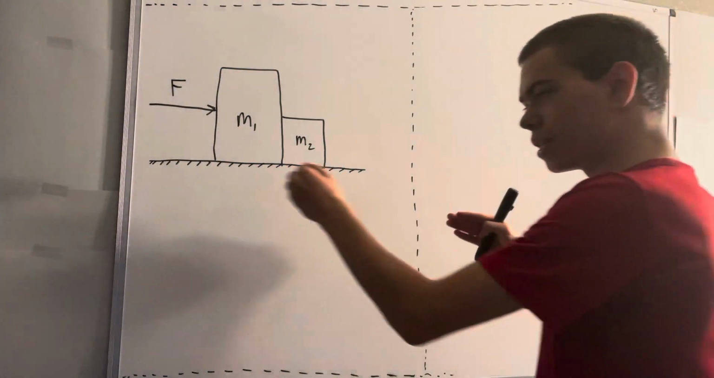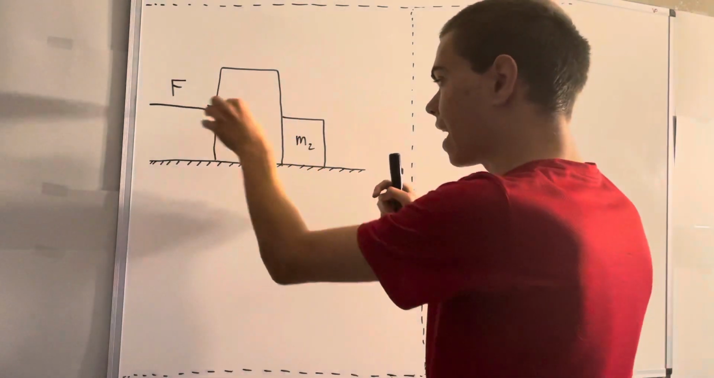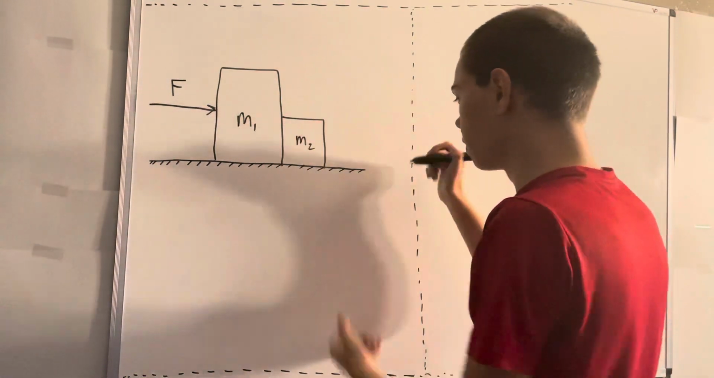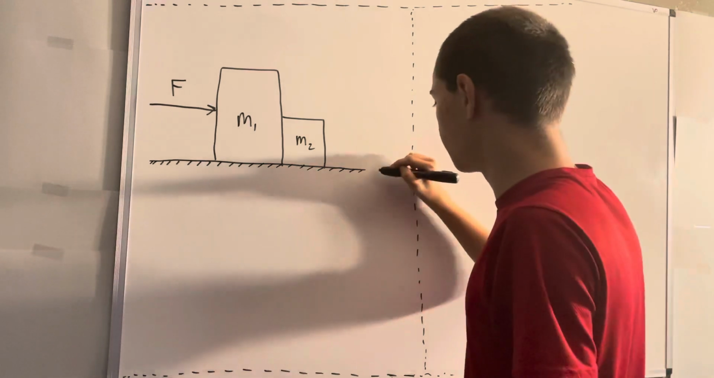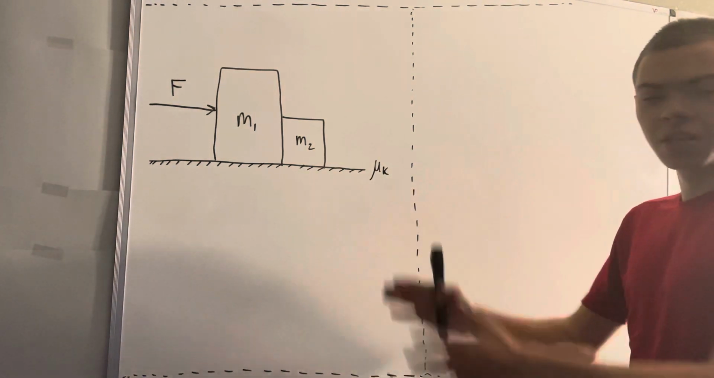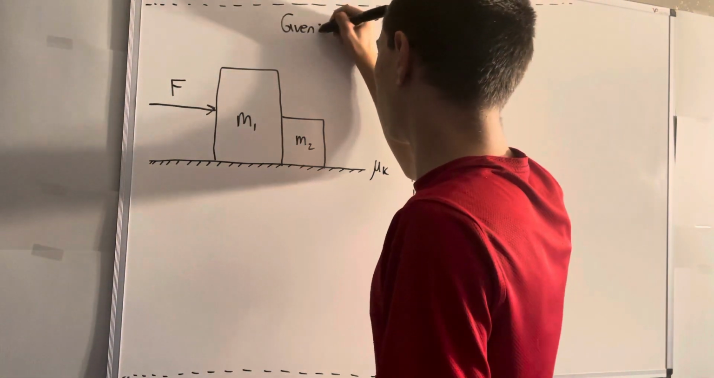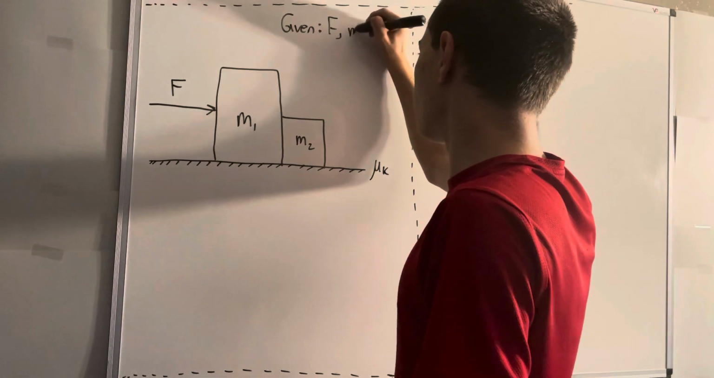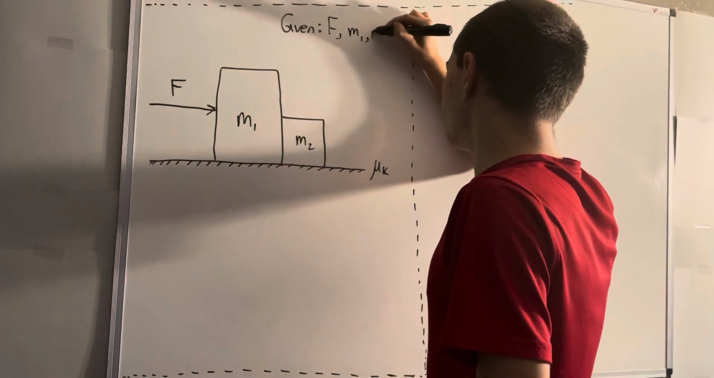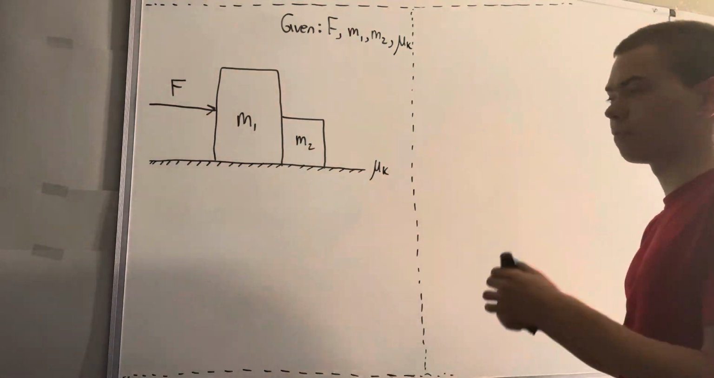And since we're dealing with a surface with friction, we're going to say that when this force acts, the blocks do move, and so we have kinetic friction. We're going to say that the coefficient of kinetic friction is just mu k. So these are basically the four things that we're given: F, m1, m2, and mu k.